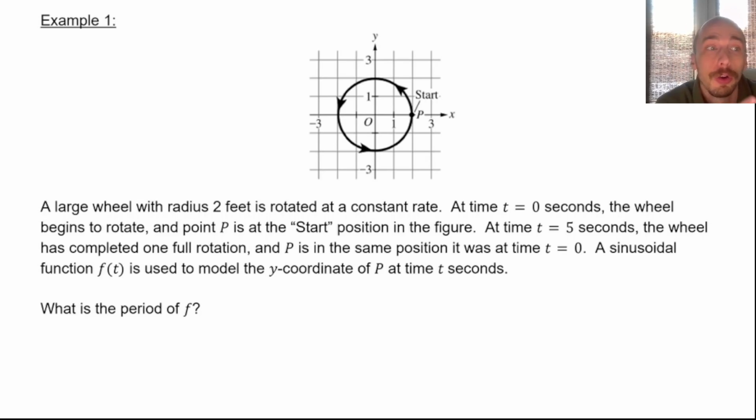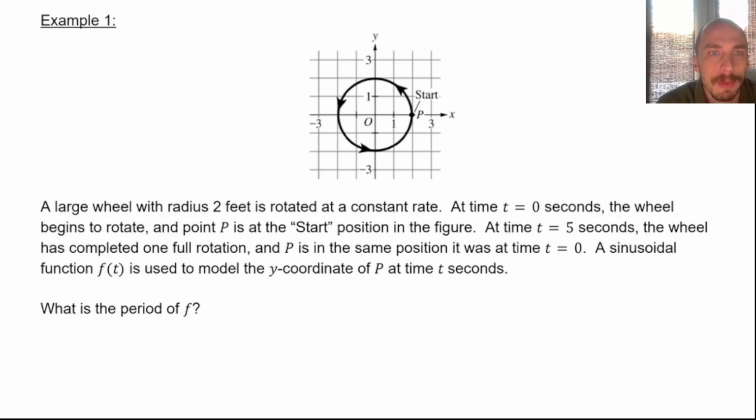We're going to talk about a large wheel with radius 2 feet rotated at a constant rate, and we're going to track the movement of point P at the start position in the figure. So this is very much like the unit circle, very much like what we're used to. At time t equals 5 seconds, the wheel has completed one full rotation and P is in the same position it was at t equals 0.